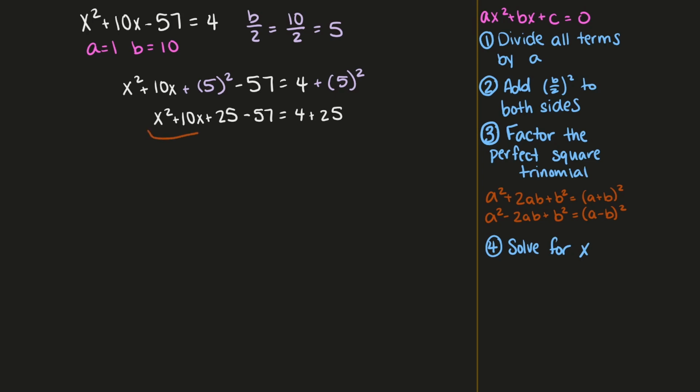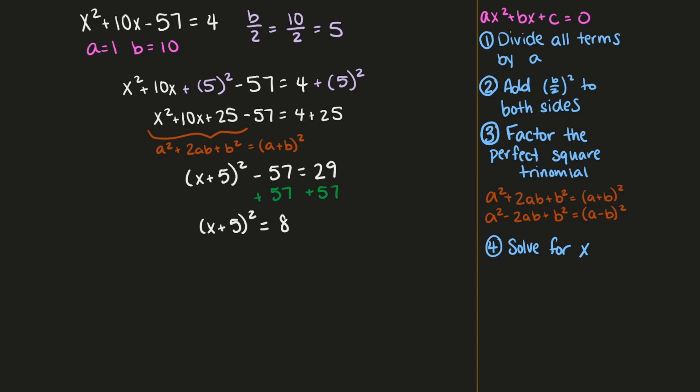This is our perfect square trinomial, a squared plus 2ab plus b squared, which factors into the form a plus b squared. So this becomes x plus 5 squared minus 57 equals 29. Now we can solve for our x. So we'll add 57 to both sides. This gives us x plus 5 squared equals 86.